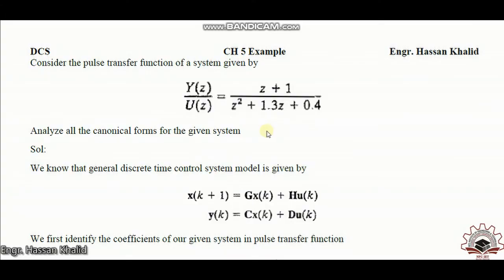Now let us solve this example so that we can easily understand how to write the given impulse transfer function in different canonical forms. Suppose that we have an impulse transfer function defined by (z plus 1) over (z squared plus 1.3 z plus 0.4), and we need to analyze all the canonical forms for the given system.